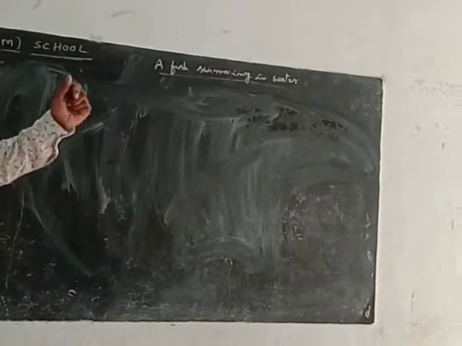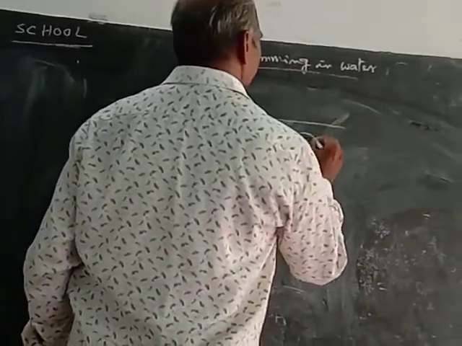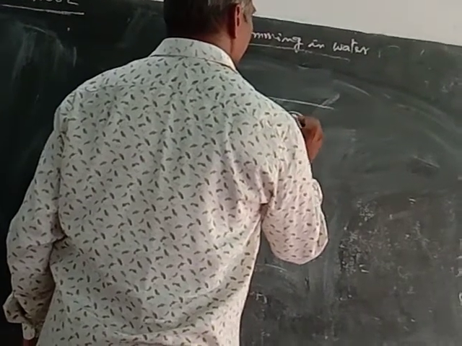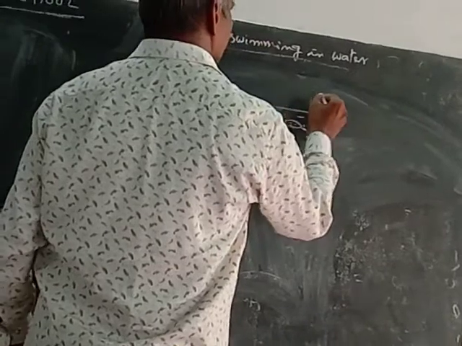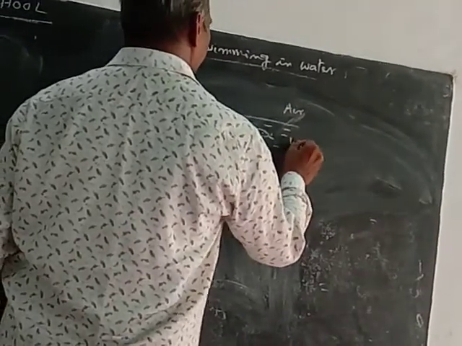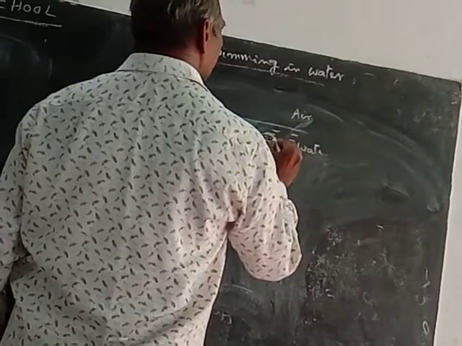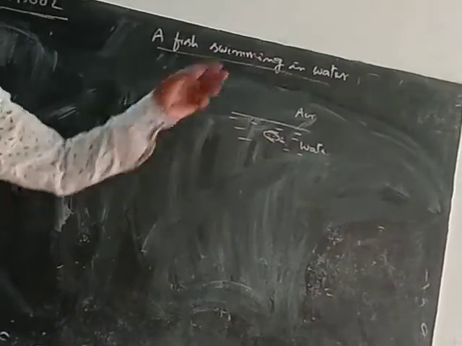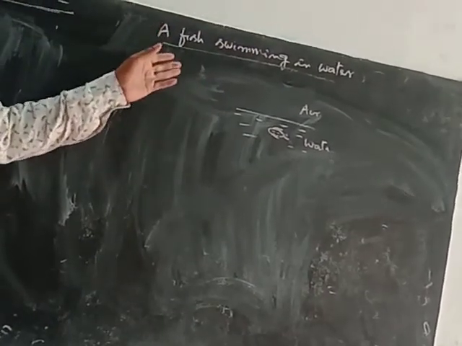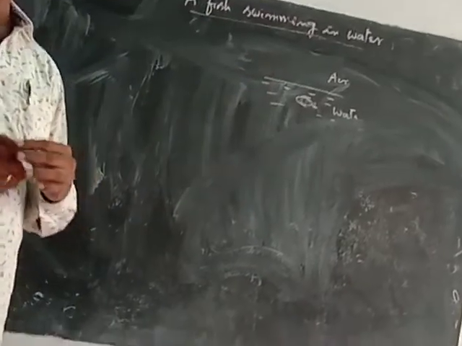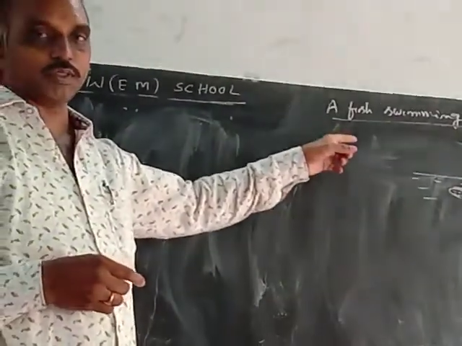Suppose a fish is swimming in water. Is it easier or difficult to shoot the fish? Why? If a fish is swimming in water, that means it is in a denser medium. This is air, this is water. A light ray coming from a denser to a rarer medium, that is water to air, what will happen? It moves away from the normal. That's why whatever fish you can see is not the actual fish, that is the image of the fish, so it is difficult to shoot the fish swimming in water.